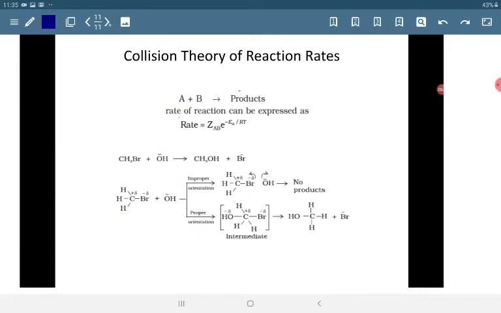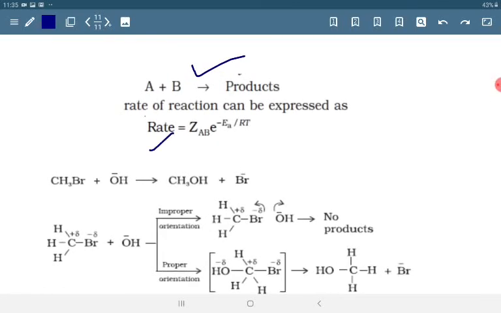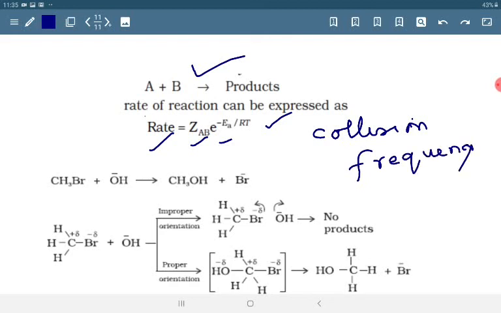Collision theory of reaction rates. Consider a reaction A plus B giving products. The rate of the reaction can be expressed as rate is equal to ZAB e to the power minus EA by RT, where ZAB is called collision frequency. What is collision frequency? The number of collisions per second per unit volume of the reaction mixture is known as collision frequency. And this term e to the power minus EA by RT is the fraction of molecules with energies equal to or greater than EA.